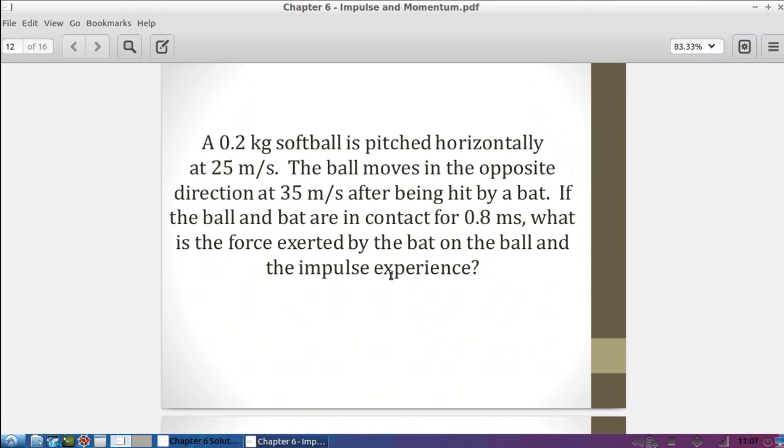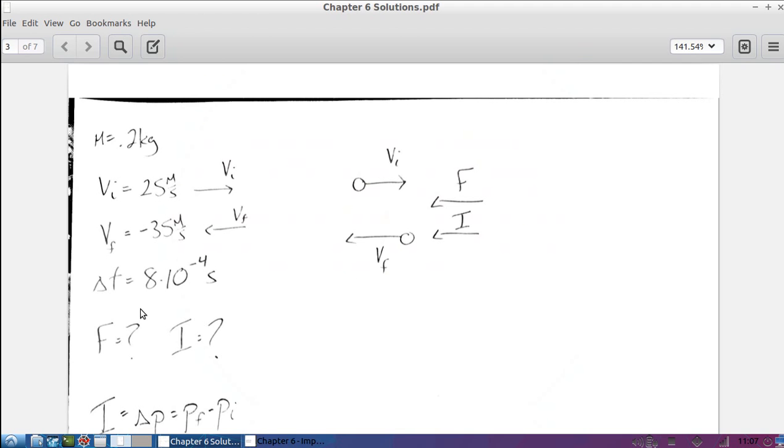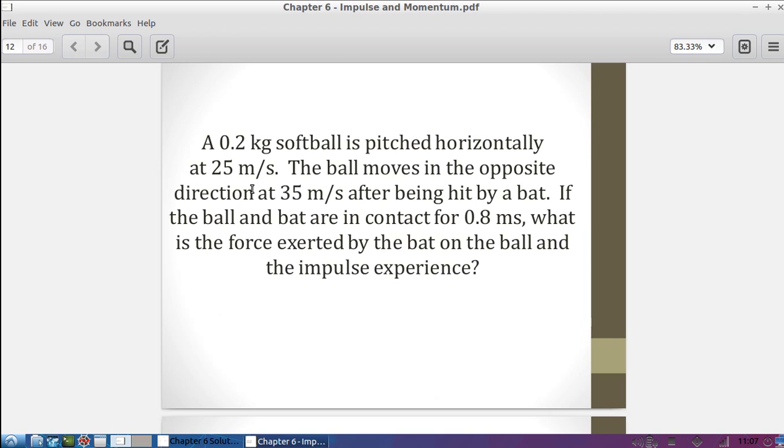So we'll do another impulse problem. We've got a 0.2 kilogram softball. It's pitched horizontally at 25 meters per second. So what I'm going to say is, again, my reference frame, I'm going to give the softball a velocity in the positive x direction. We'll say the bat that hits the ball is applying a force in the negative x direction, right? Softball's coming towards you, you swing the bat in the opposite direction.